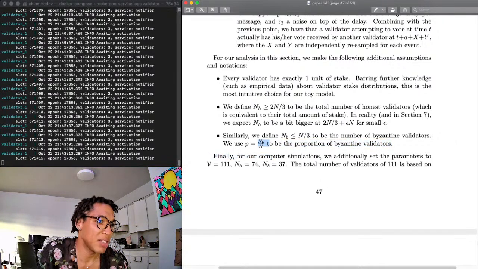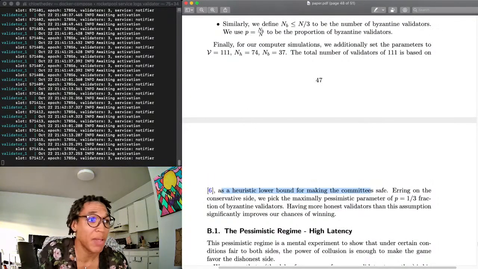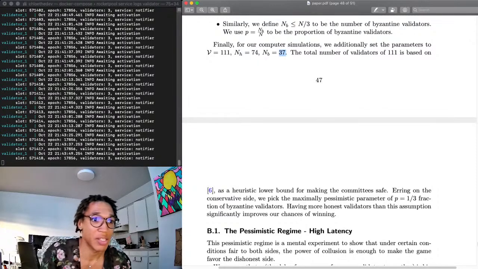So, Byzantine validators over total validators, from what I understand. Finally, for our computer simulations, we additionally set the parameters: validators is 111, honest validators is 74, and Byzantine validators are 37. The total number of validators of 111 is based on 6 as a heuristic lower bound for making the committee safe. So what we're saying is 111 is the lower bound for a safe committee, which would mean that the lowest number of honest validators is 74, and the lowest number of malicious validators is 37.